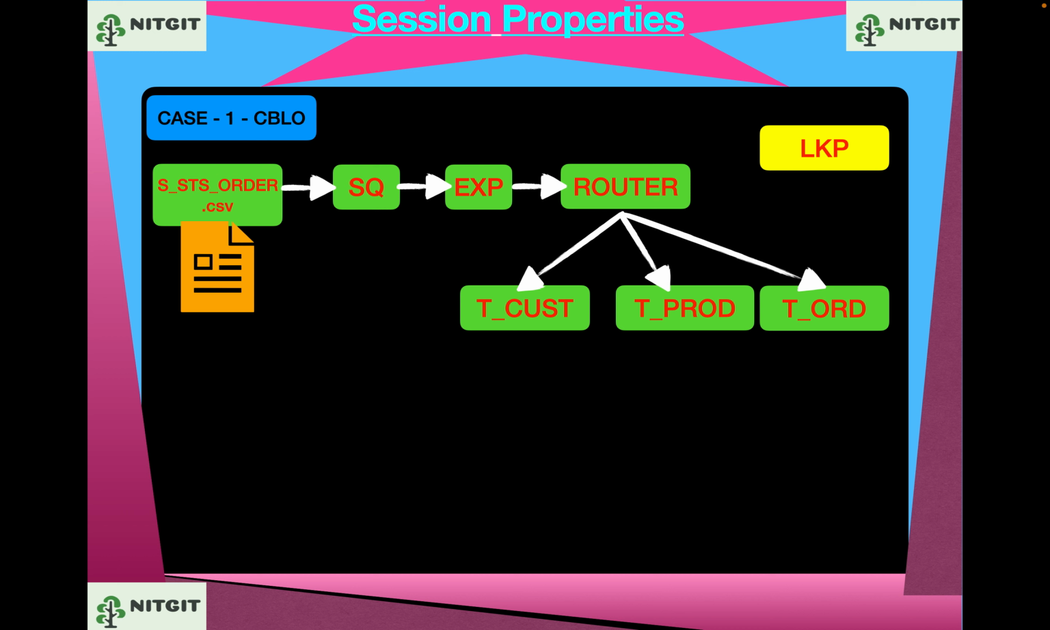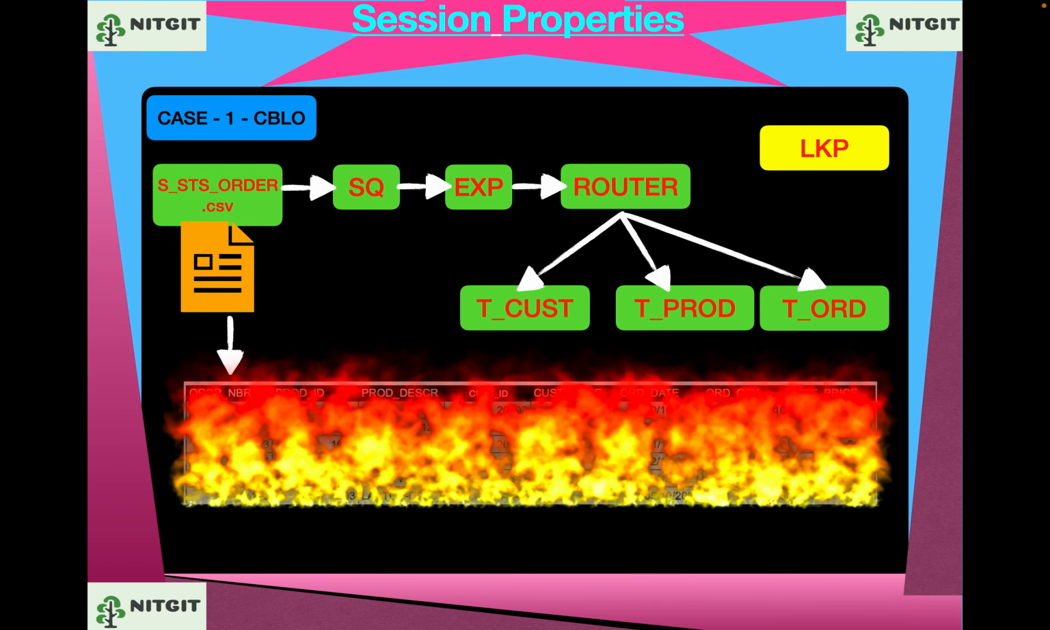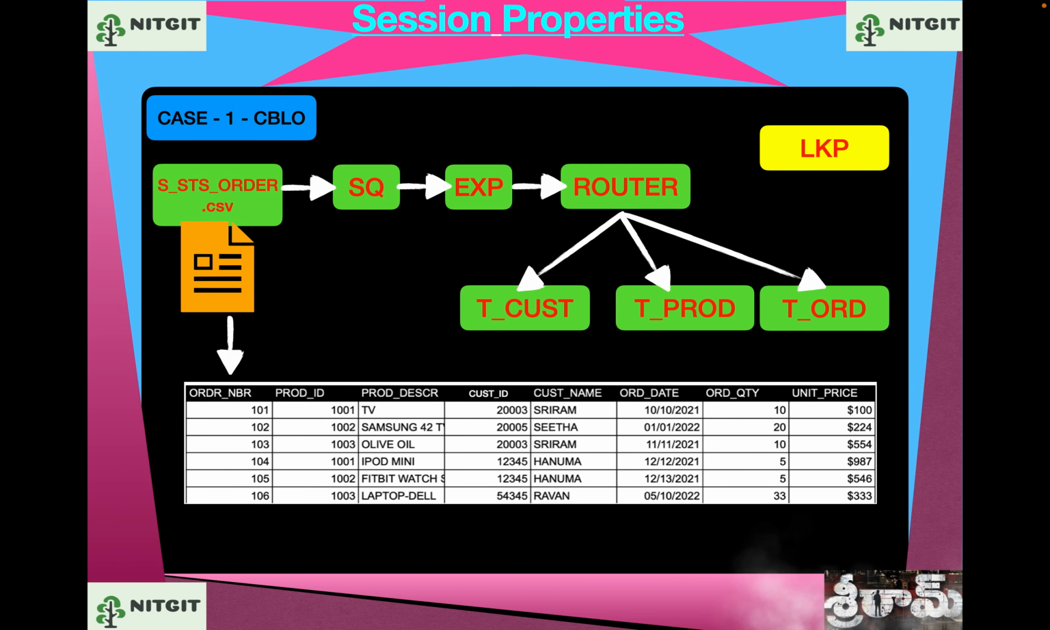This is the source perspective. Let us see what the source has. The source file has order number, product date, product ID, product description, customer ID, customer name, order date, order quantity, and unit price. This is the source data we have. From there we have to load it into the T customer, T product, and T order tables. Let us see the target perspective here.